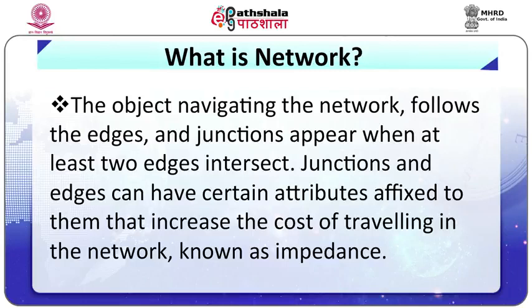Junctions and edges can have certain attributes affixed to them that increase the cost of traveling in the network, known as impedance. For example, a road network can have a speed limit attached to the edge, and a junction can prevent left turns. Networks are either directed, where only one direction of travel is allowed within the network, or undirected, in which any direction of travel is allowed. So, all those things you can add, and then the model can work.